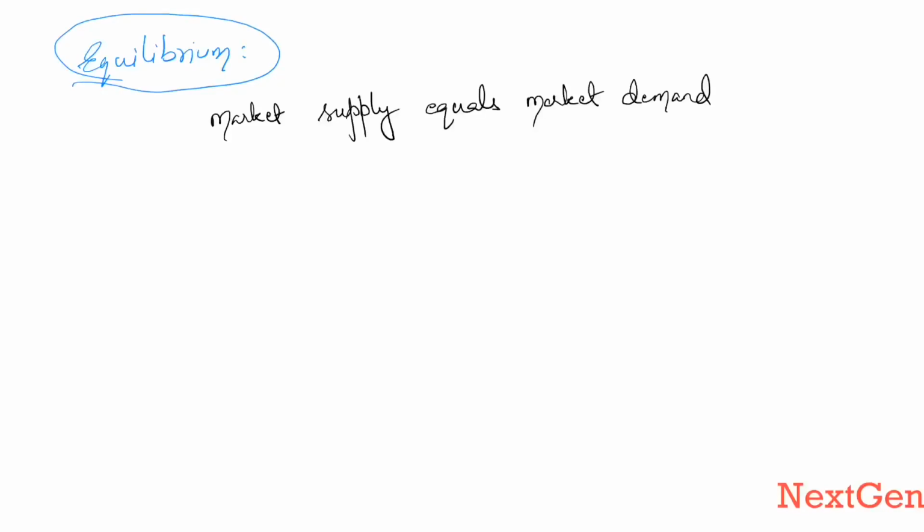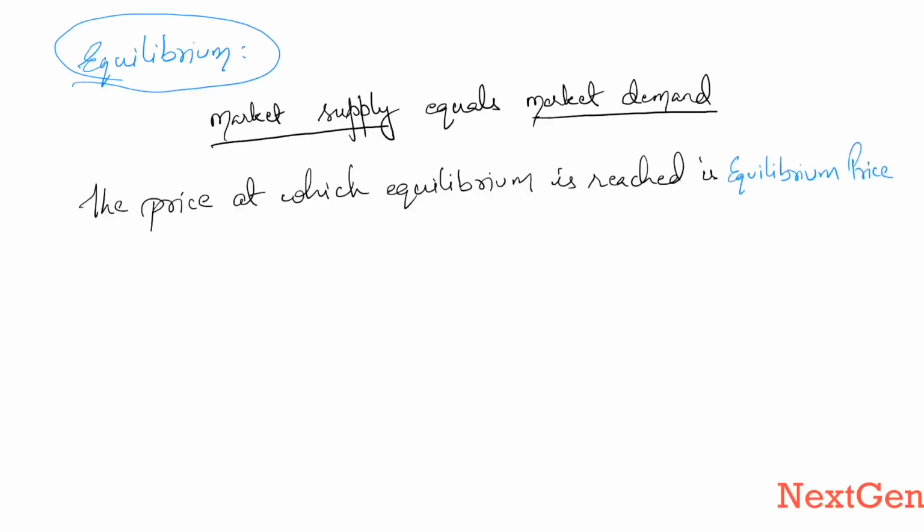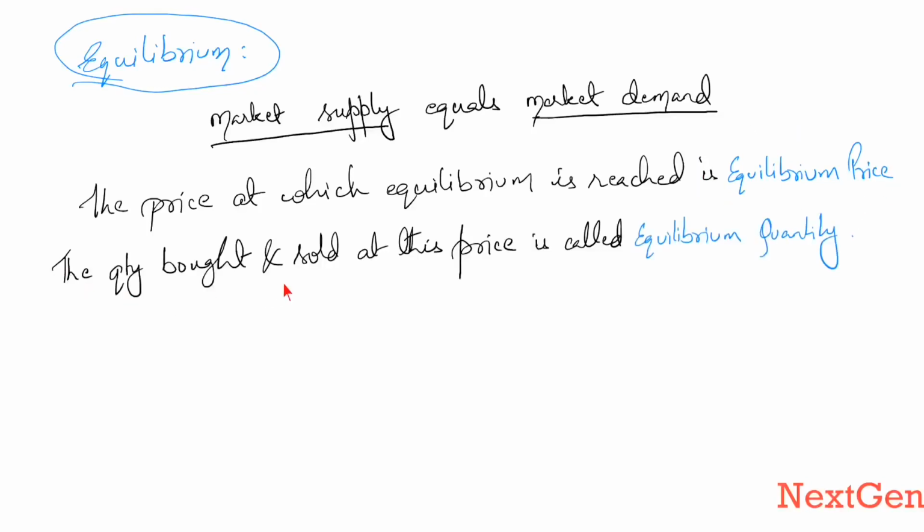Now, what is equilibrium? In equilibrium, market supply equals market demand. Now, the price at which this equilibrium is reached is known as equilibrium price, and the quantity bought and sold at this price is called equilibrium quantity.